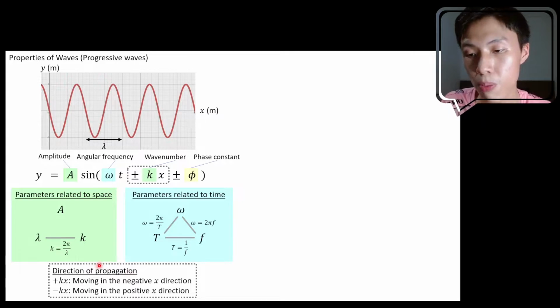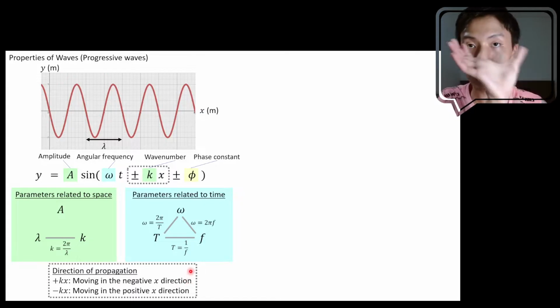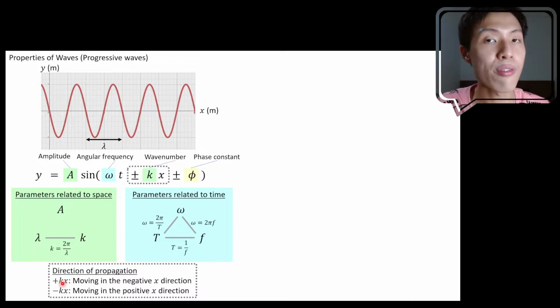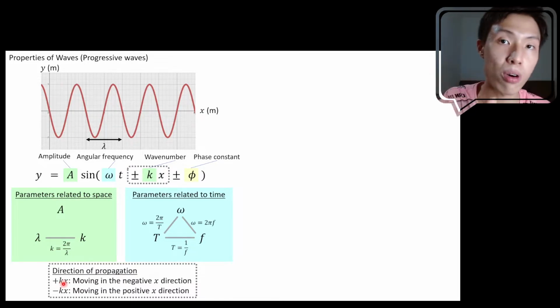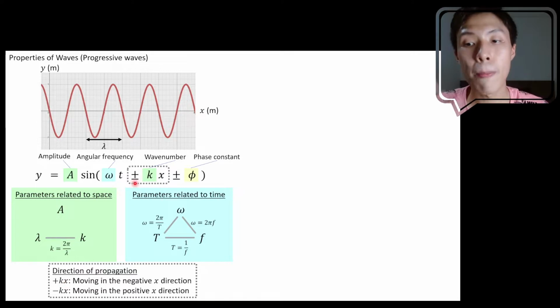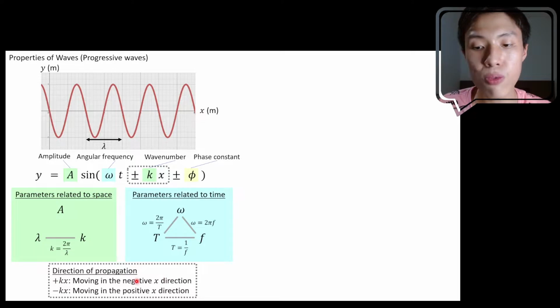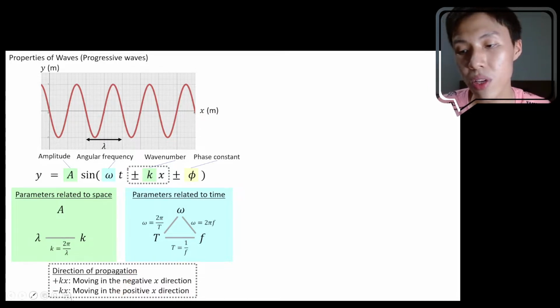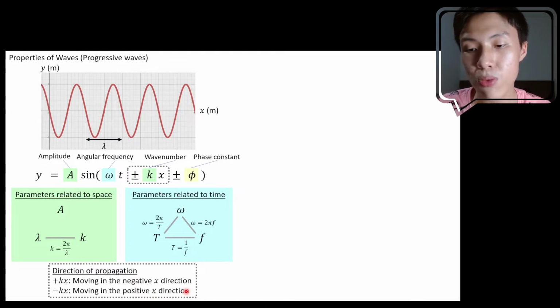If your wave is traveling in the negative x direction, to the left, then you use positive kx. It's slightly different from how we usually think about things. Usually we say positive is to the right, negative is to the left, right? But when we talk about positive or negative kx, positive kx means moving to the left, the negative x direction. Negative kx means moving to the positive x direction, which is usually to the right. So this is how we can see whether the graph is moving to the left or to the right based on the sign over here.